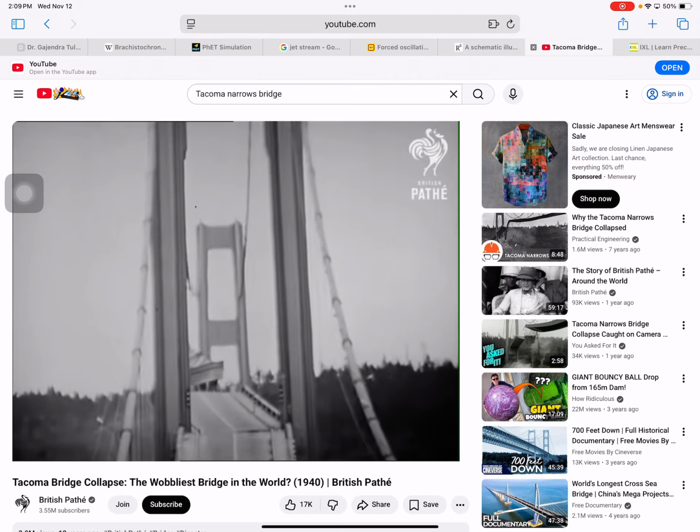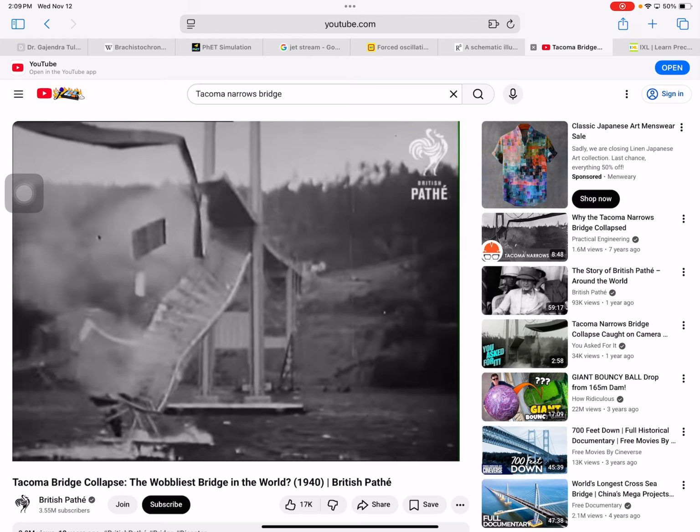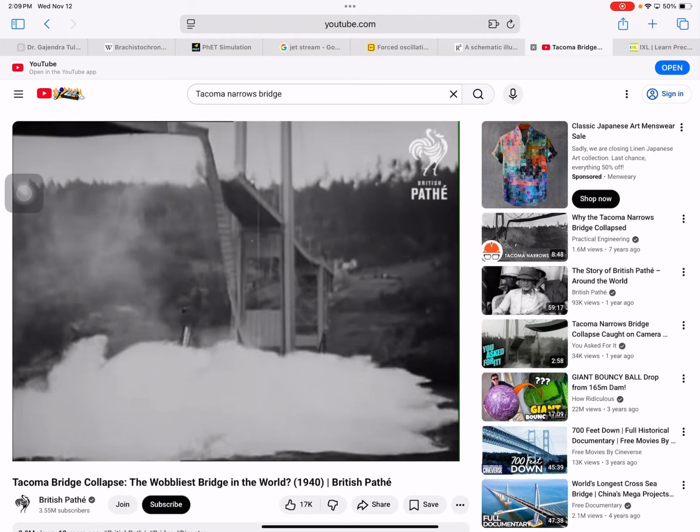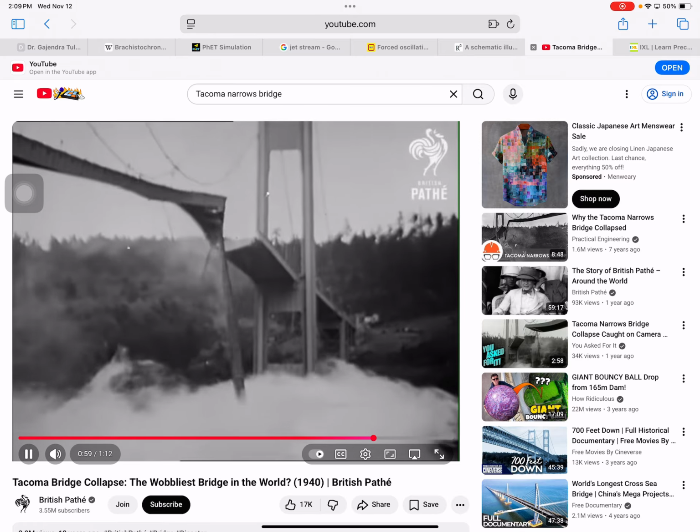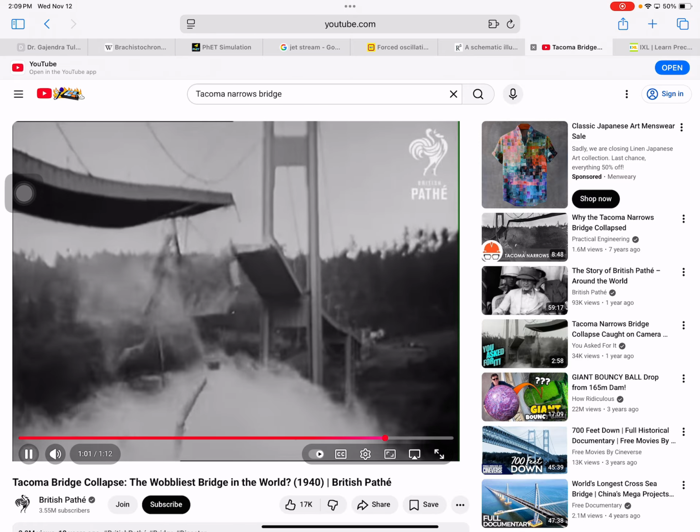Finally, the swinging road and the suspension cables give way and plunge into the water below. Fortunately, the only casualties were a car stalled on the bridge and a dog.